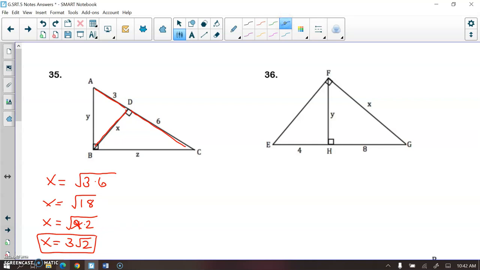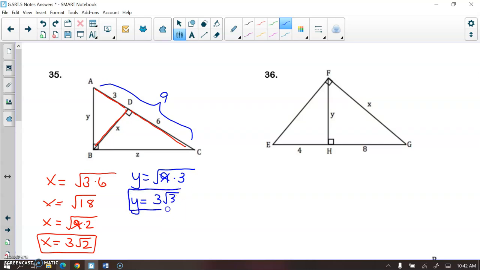All right, moving on to y, we do need the whole hypotenuse, which in this case is 9. So to find y, that's equal to the square root of the product of the whole hypotenuse times the part it's adjacent to, which is 3. This one's pretty simple because 9 is a perfect square and 3 does not have any perfect square factors. The square root of 9 is 3, and that root 3 can just stay.